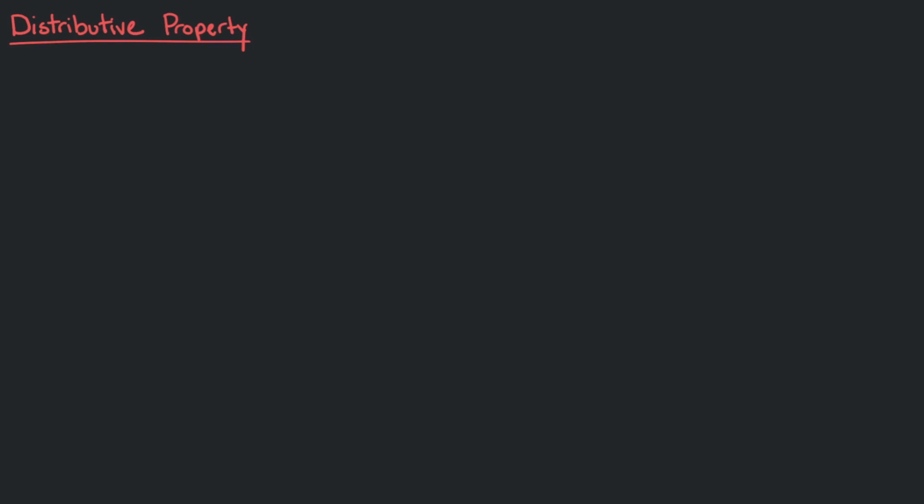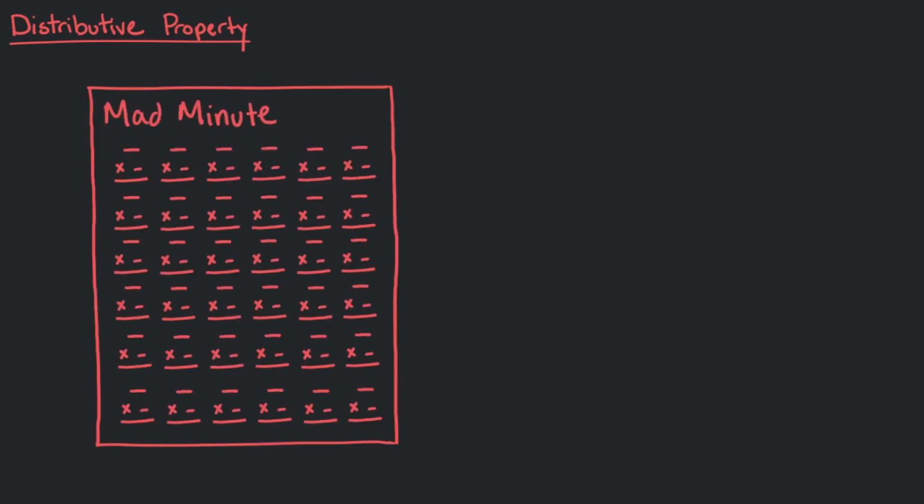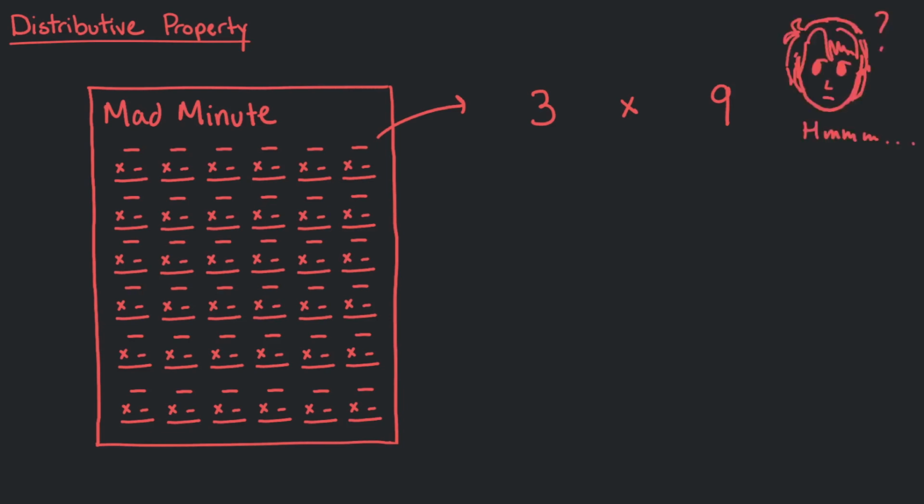In this video, we will review the distributive property of multiplication and practice how to use it. Harry's taking a mad minute, where you have to do 60 multiplication problems in 1 minute. However, he doesn't remember how to multiply 3 times 9. Quickly, he needs to come up with a plan.